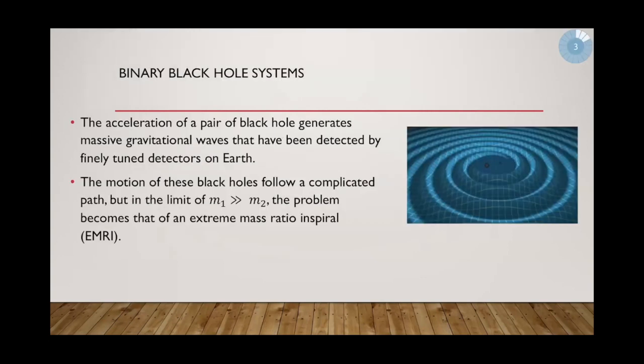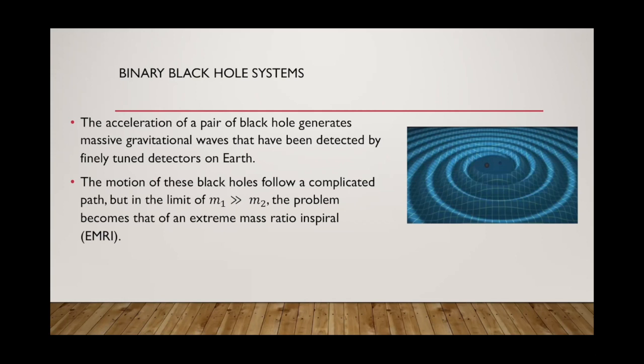I'd like to start off by motivating what a gravitational wave is and how binary black holes actually produce them. The acceleration of a pair of binary black holes generates these massive gravitational waves, which are ripples in the fabric of space-time. Another way to think about this would be to drop a rock on a calm pond. We'd notice all these ripples moving outwards towards the shore. So the Earth is the shore in this case, and we detect these waves using detectors such as LIGO. Generally, the motion of these black holes follows a very complicated path.